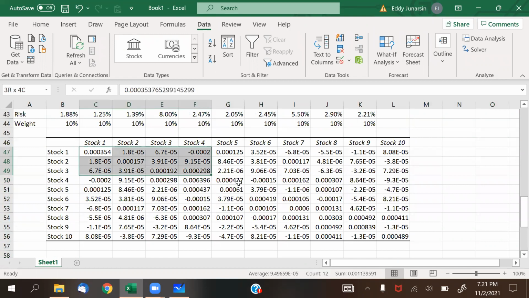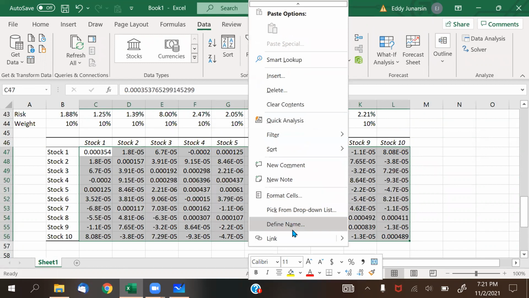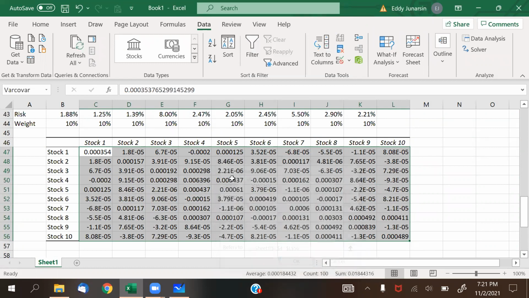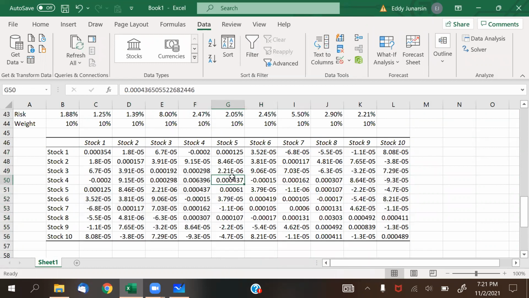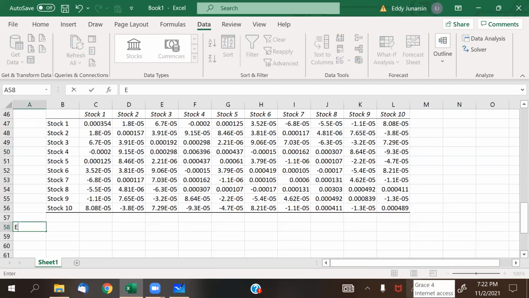Now we want to name it as well. Whatever name you want to give, I will just name it, maybe cofar. I name it, so it will make our life easier later. Now we have the variance and covariance matrix. Now we can calculate the expected return on the portfolio, and also the risk of the portfolio. So we'll start from the expected return.